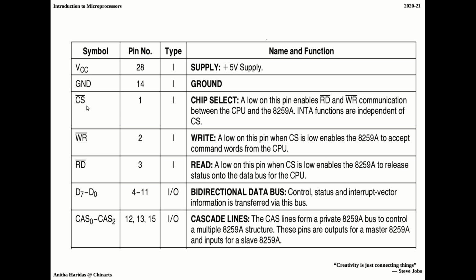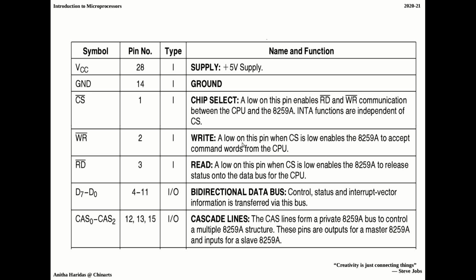Then we have the chip select line. This is an active low line, and a low value on this pin will enable read and write communication between the CPU and the 8259A. The interrupt acknowledgement functions are independent of the chip select line. So only if this line is enabled, the 8259A will be active for reading or writing any data between the CPU and 8259A.